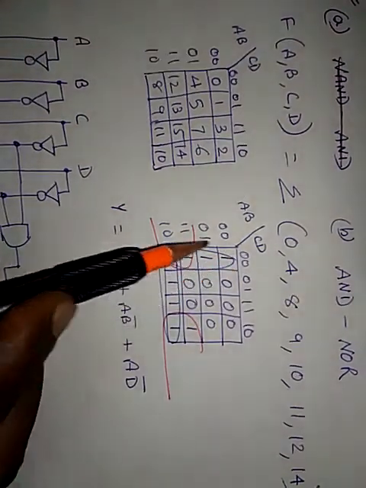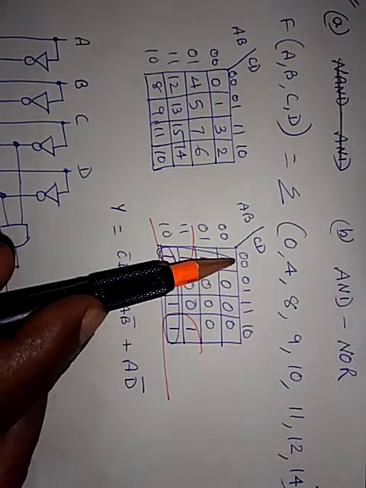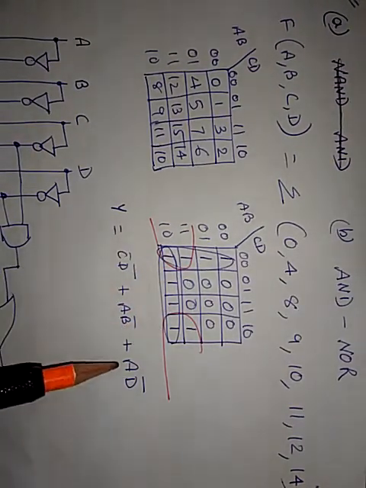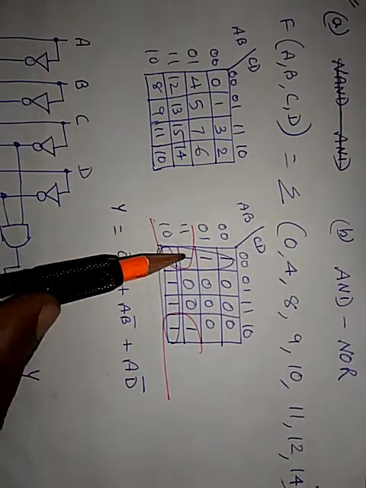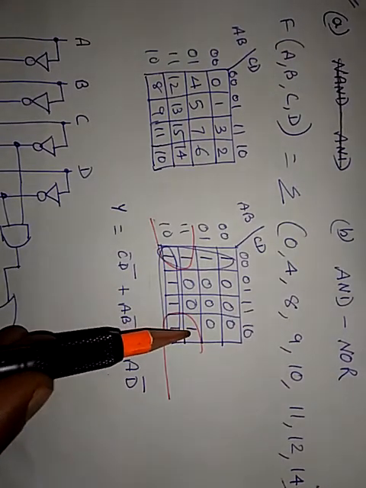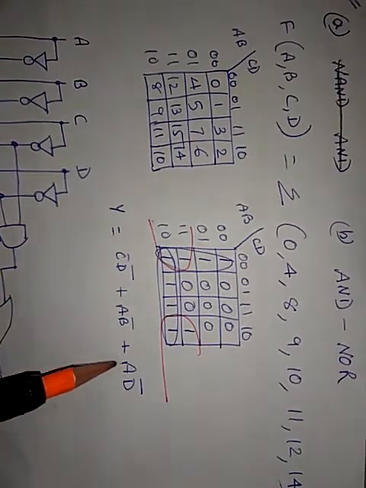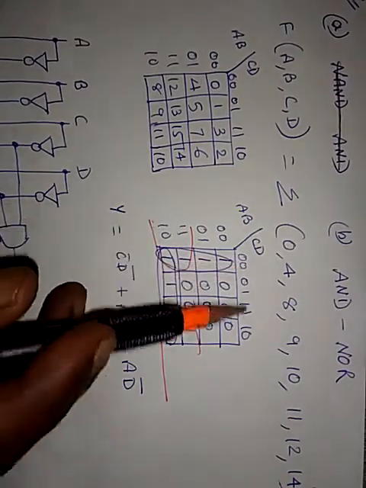So after simplification, what you will get is, if you combine this, you will get C bar D bar. If you combine this, you will get A B bar. And this box is left out, so you can combine this way, so you will be getting A D bar, because A is common and D bar is common.